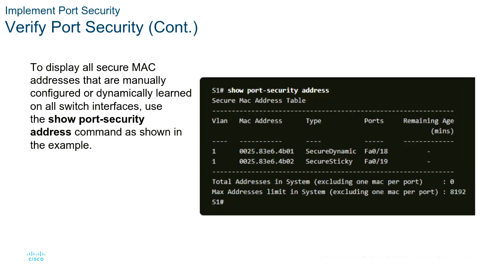So he's using the command show port-security address to see what state each address is in. Port 18 is in secure dynamic, where he remembers the address but doesn't put it in the running config. And port 19 is in secure sticky, where he memorizes the address and puts it in the running configuration so it can be saved with copy run start and be retained if there's a power failure or a crash.